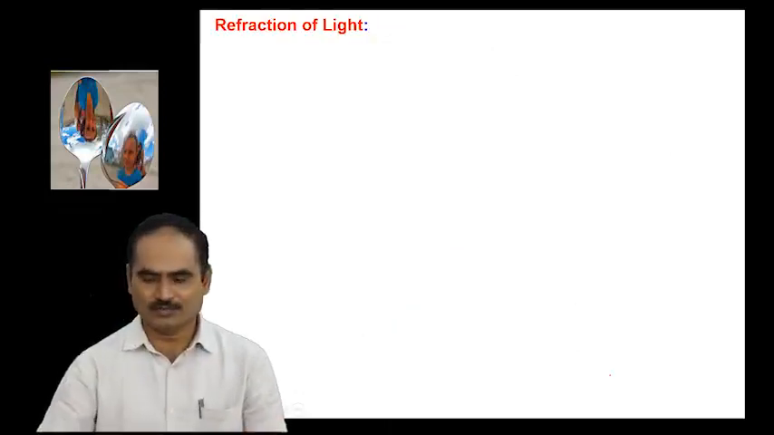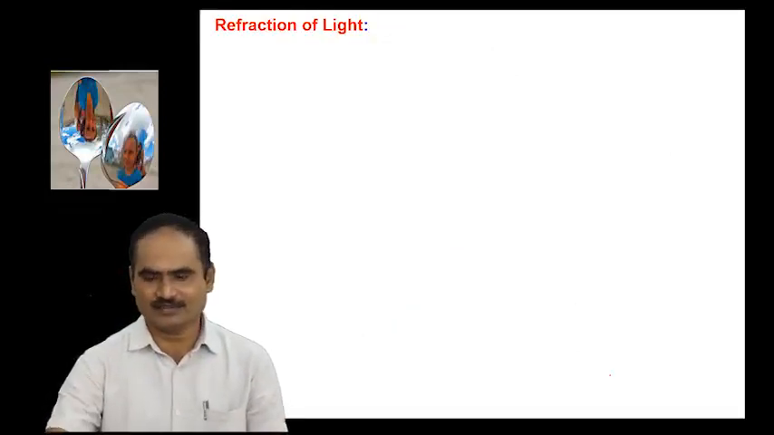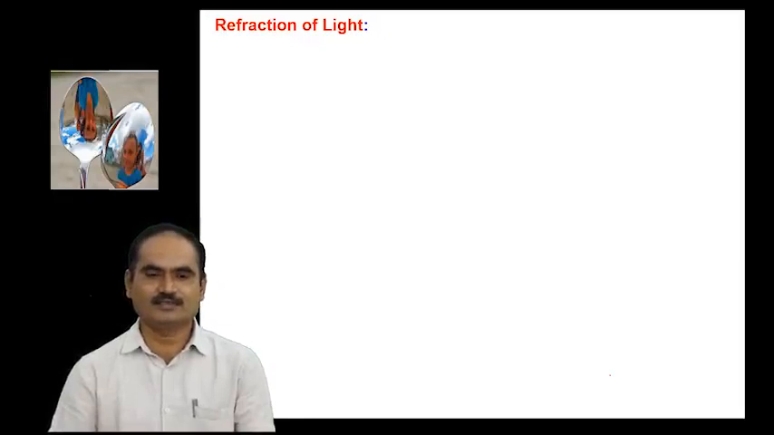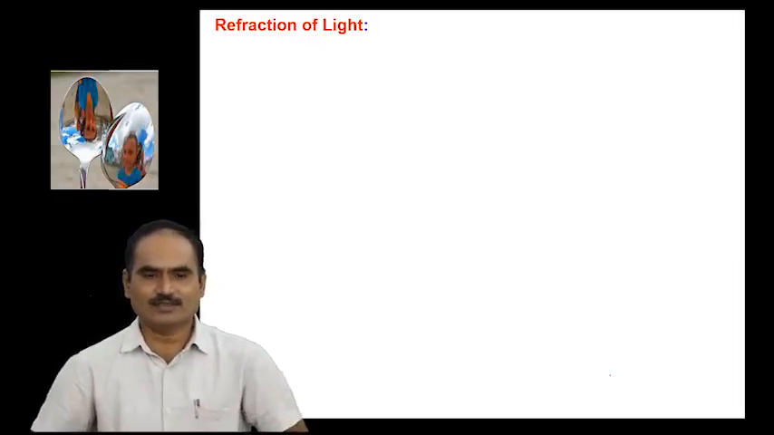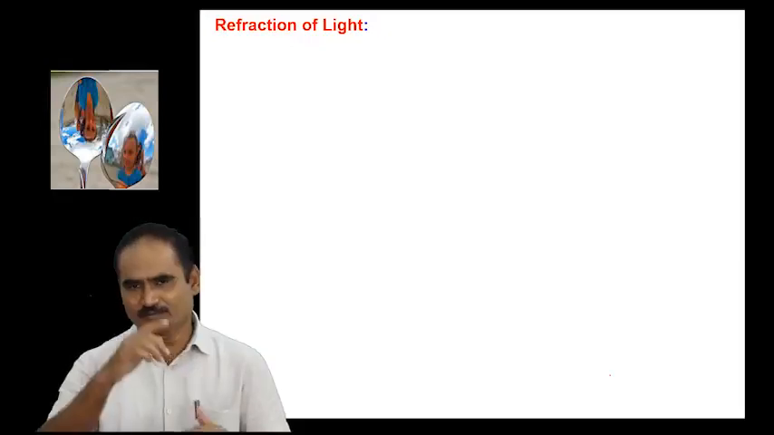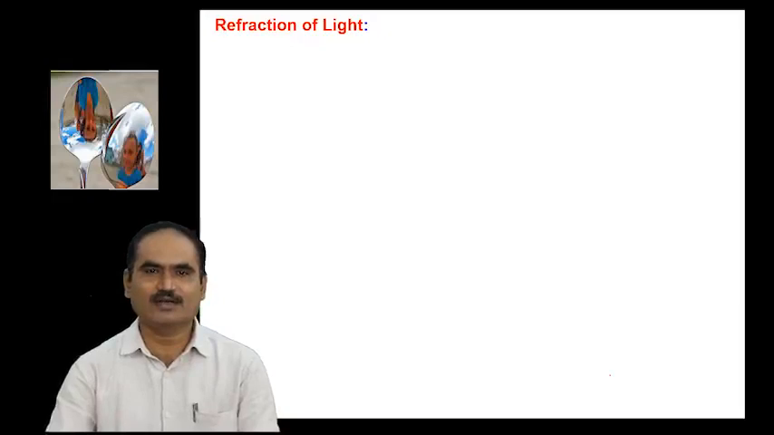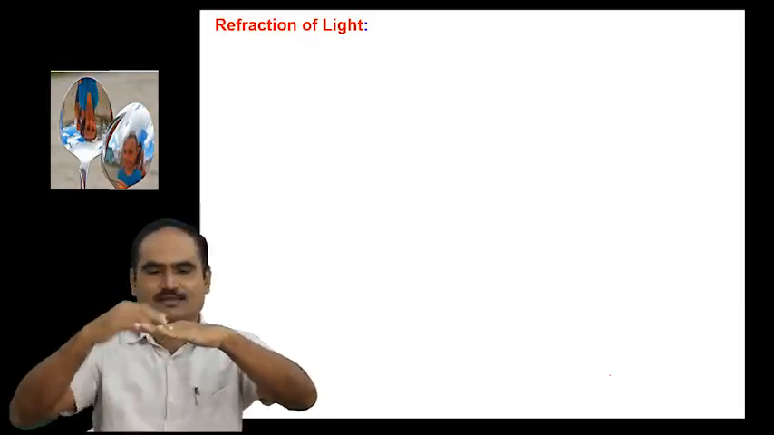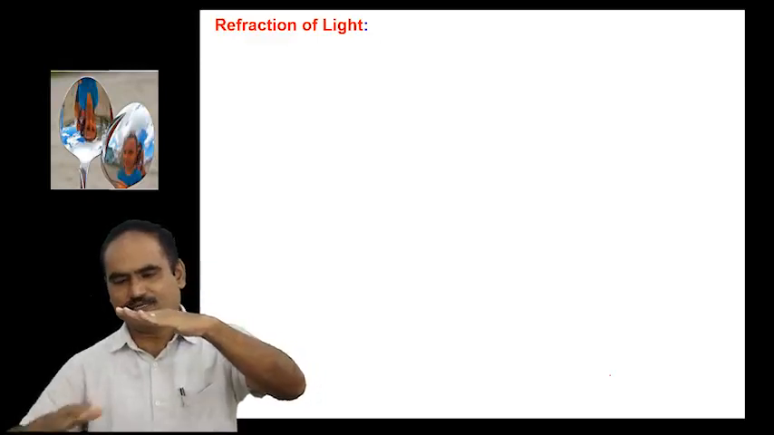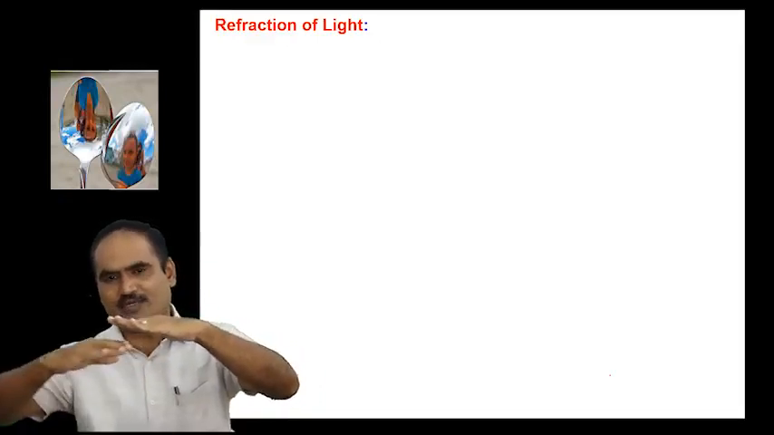Now let us go for another important phenomenon, that is the refraction of light. Refraction of light, and you have come across this in previous classes. It is when light travels from one medium to another medium, it changes its path. This phenomenon is called what? Refraction of light, right? For example, here when a light ray travels here, then it has to go to the same point. But instead of that, either it goes like this or it goes like this.